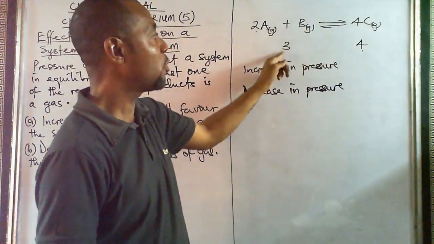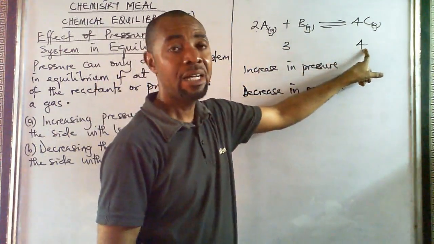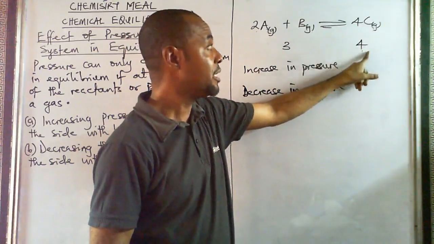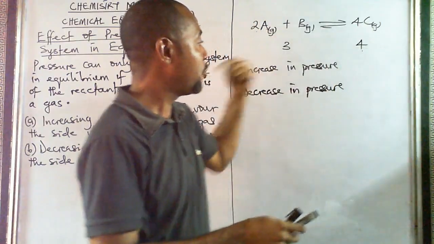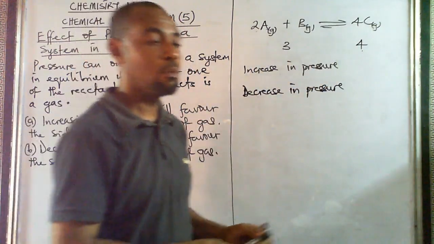So this side has lower volume, 3. That's lower moles. That's 3. This one has higher, right? Higher moles, 4. So if you decrease pressure, it will favor the one with higher moles. Now if you increase pressure, it will favor the side with what? With fewer moles of gases.